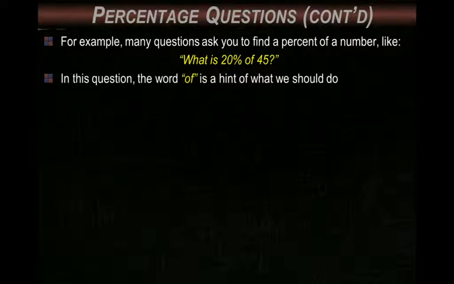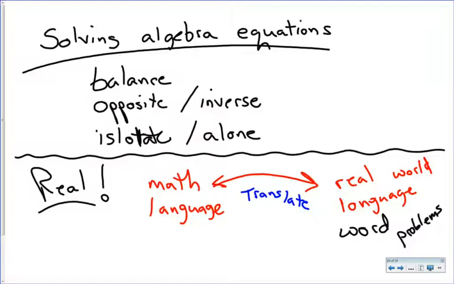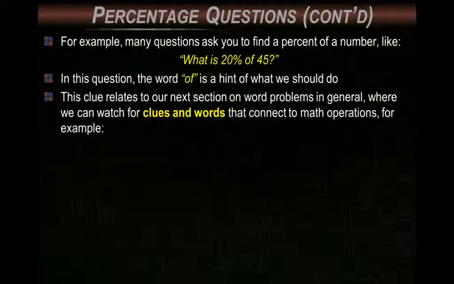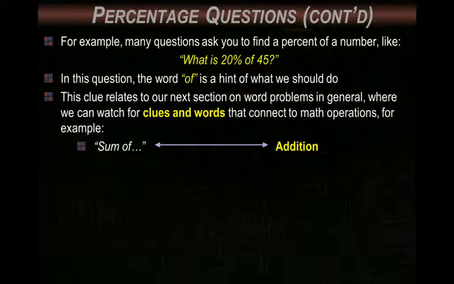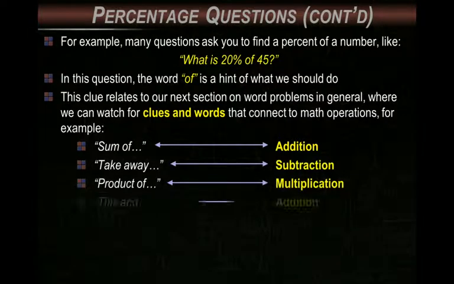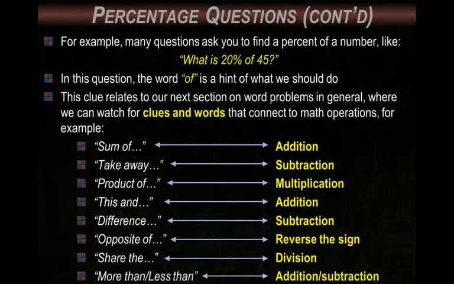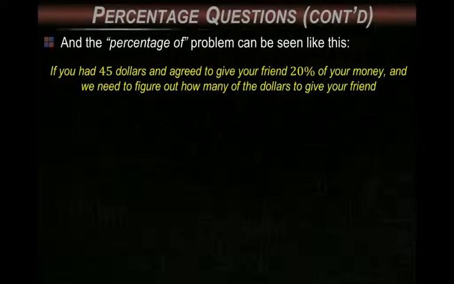Well, the word of is the hint. The word of tells you a little bit exactly what's going on. It's what I was talking about a little bit before, that we are translating the real world, the word of, into something in math. So it makes a little more sense. Okay? So it's some clues. Here's a couple clues you can pick out of the real world. When you see sum of, or take away, or product of, this and, difference, opposite of, share the. These relate to words and ways you can manipulate the math. And the word of in a percentage question relates to multiplication. We'll get to that in a second.